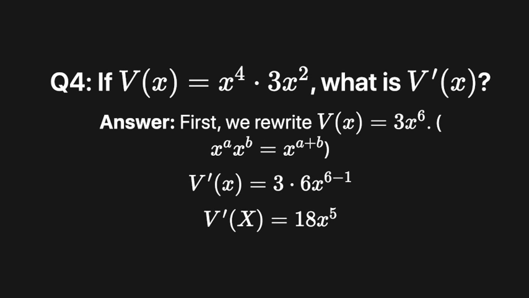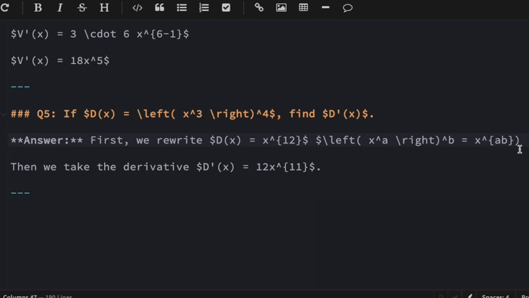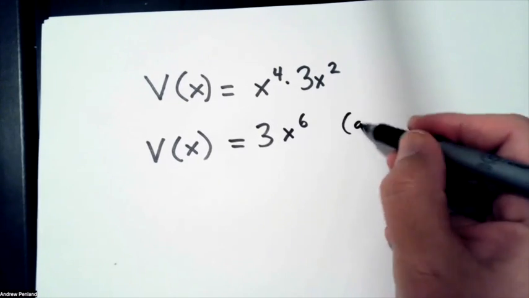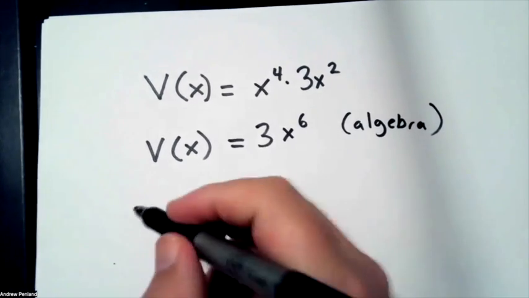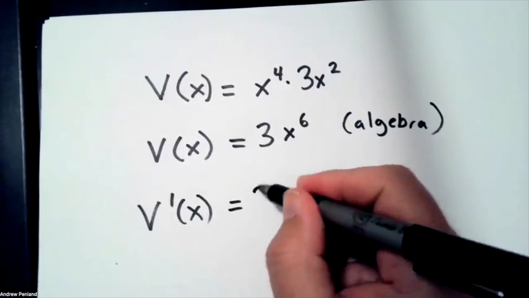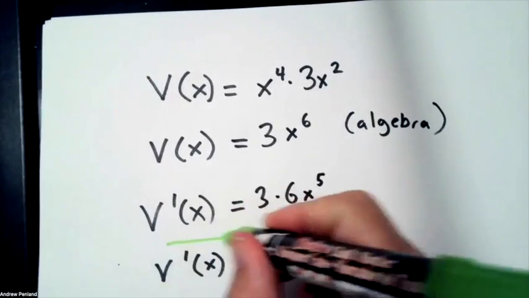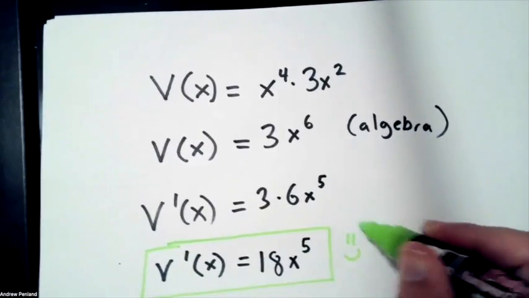If v of x is equal to x to the 4th times 3x squared, what is v prime of x? We use rules of exponents to combine this into v of x equals 3 times x to the 6th, so v prime of x is 18 times x to the 5th. We needed to simplify it first algebraically to find the derivative.